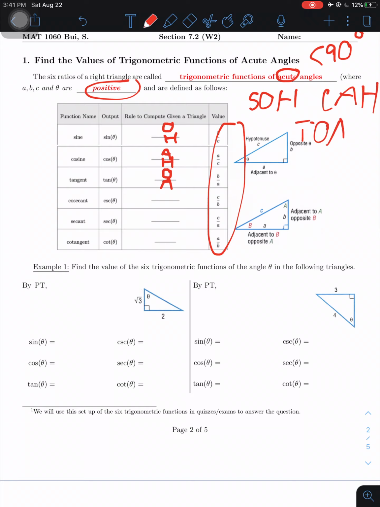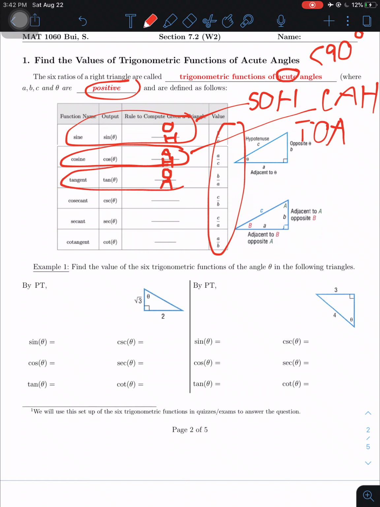Why is that so? In here, SOH is because of sine. CAH in here is because of cosine. And TOA is because of tangent.